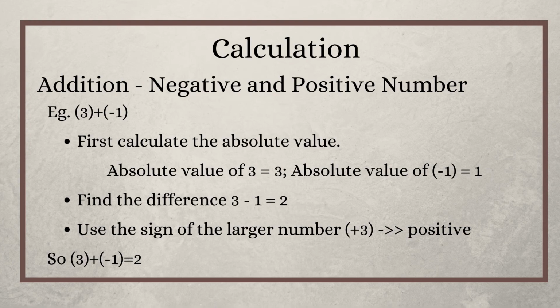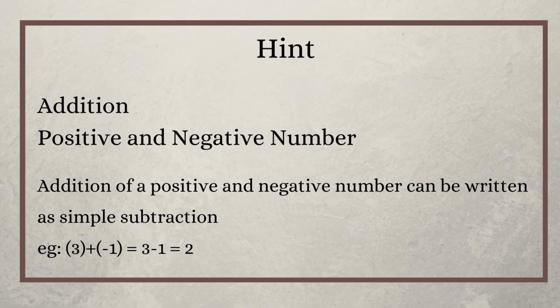A small implication here. We can write the addition of a positive number and a negative number as simple subtraction. Like 3 plus -1 is the same as 3 minus 1, which is equal to 2.